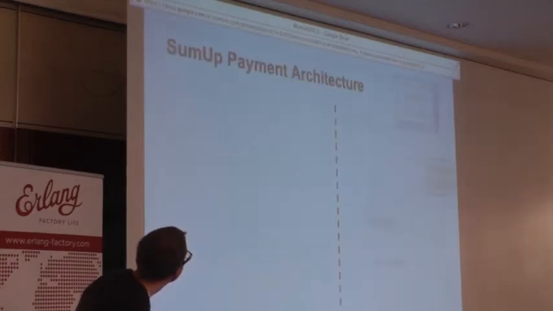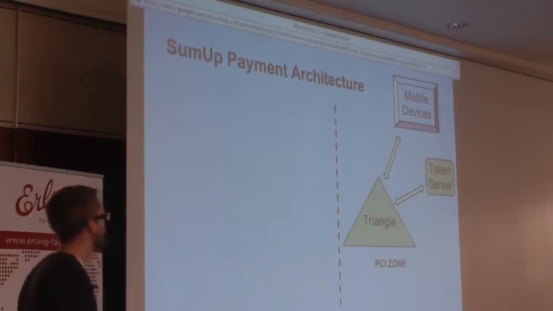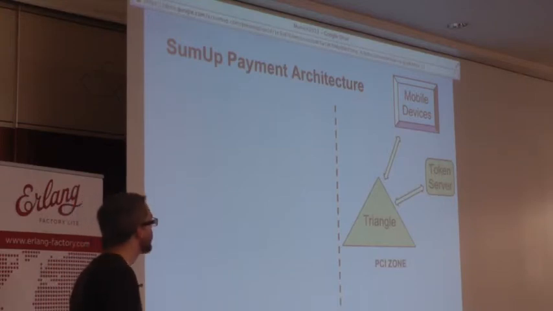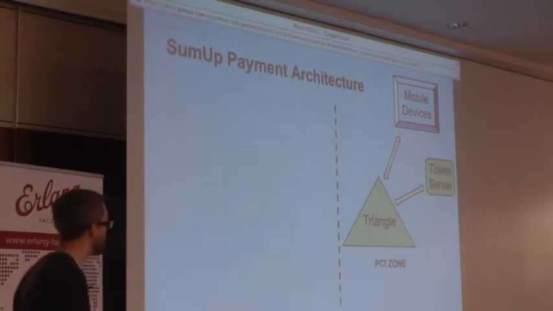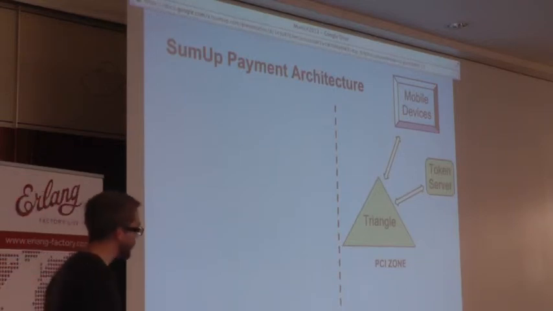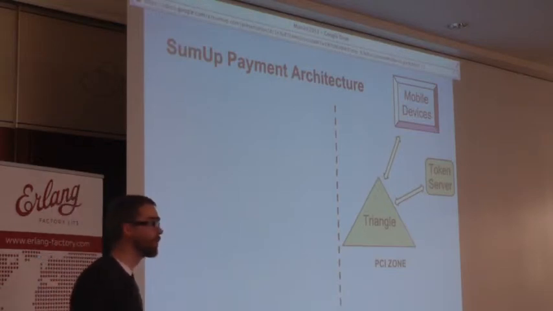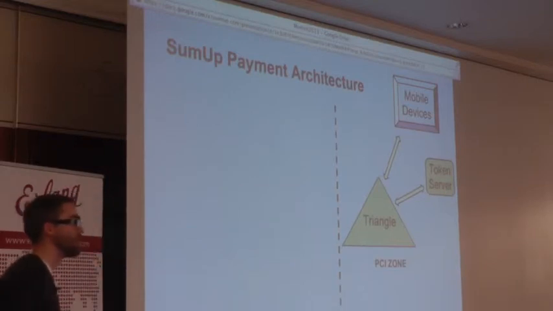So first of all, the mobile device, the reader will actually read the card data from your credit card, and then it will forward that to our backend components. And there we are handling the actual card data. So in order to have system components which do not have to be certified by this PCI standard, we use a token server to tokenize the card data.